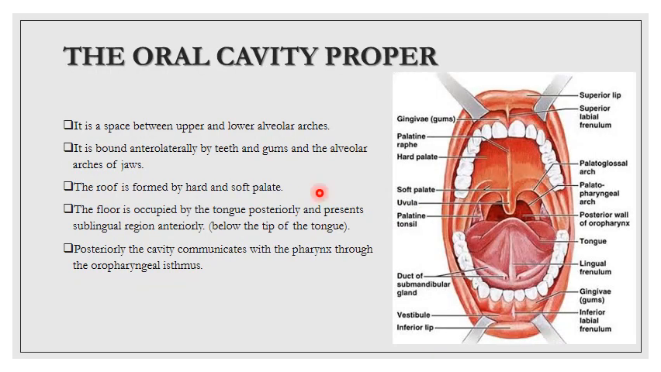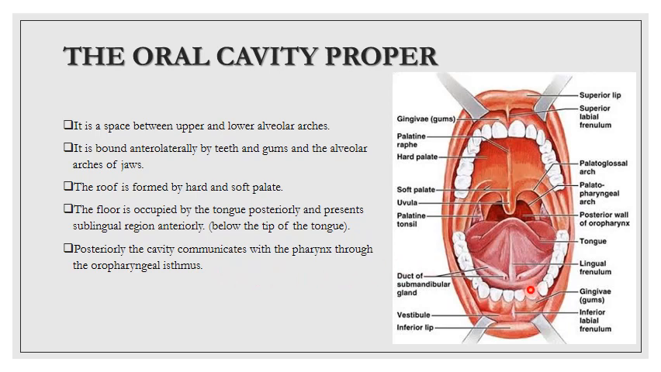The oral cavity proper. It is a space between the upper and lower alveolar arches, which are the maxillary and mandibular alveolar arches respectively. It is bounded anterolaterally by teeth and gums and the alveolar arches of the jaws. The roof is formed by the hard and soft palate. The floor is occupied by the tongue posteriorly and presents the sublingual region anteriorly. Posteriorly, the cavity communicates with the pharynx through the oropharyngeal isthmus. Now, what is the oropharyngeal isthmus? It is a narrow opening and we will discuss it in detail later in this lecture.